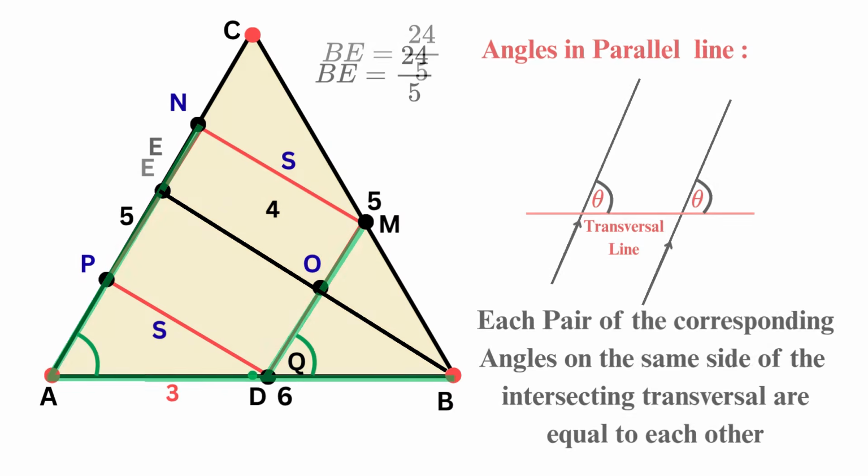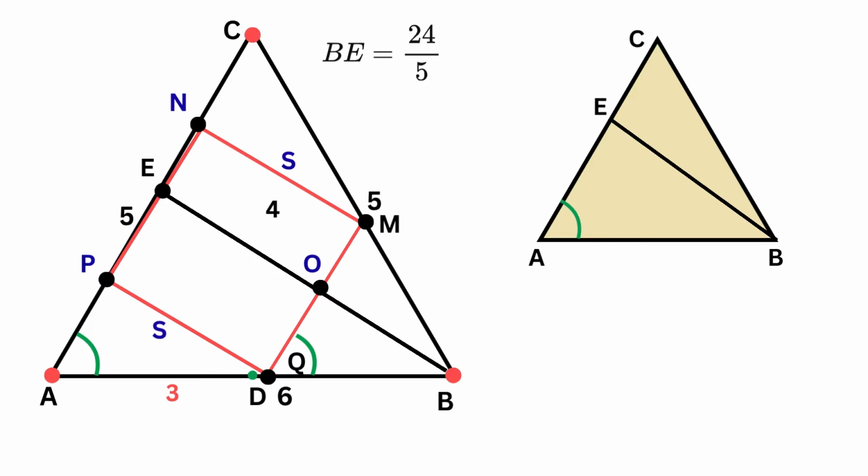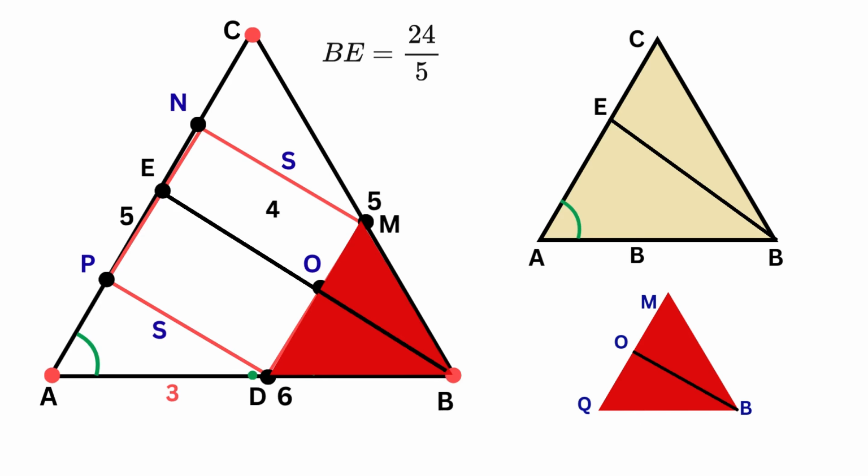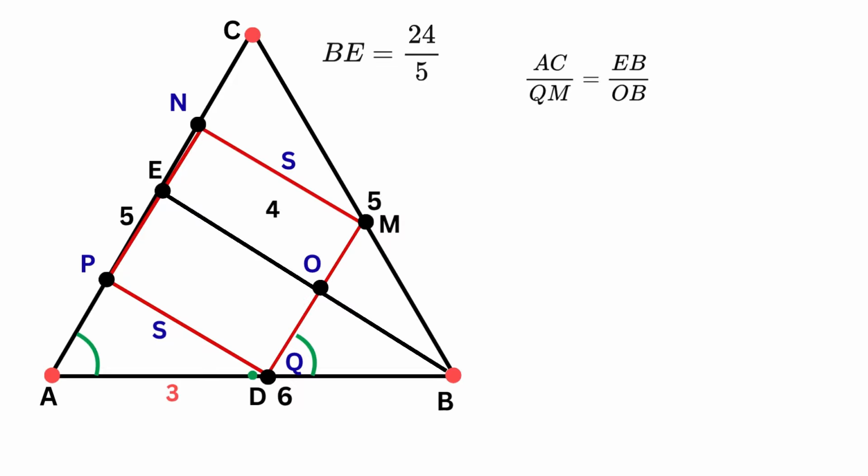With this in mind, let's take a look at triangle ABC and isolate it. Now take a look at triangle QBM and isolate it as well. Can you notice that both of these triangles share a common angle at point B? So, since those two triangles have two congruent angles, this means that their third angle must be congruent as well. Therefore, those two triangles must be similar triangles. Now we use the rule of similarity, which states that the ratio between the sides must be equal to the ratio between their heights.